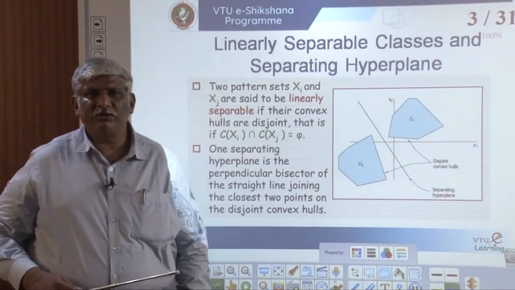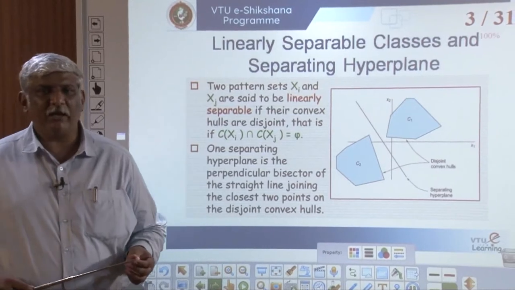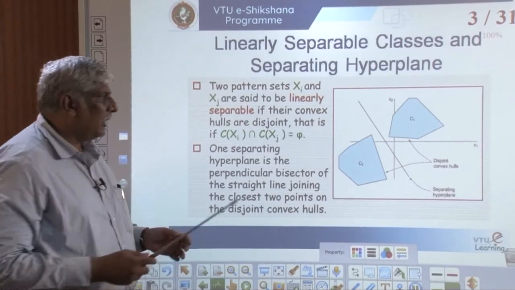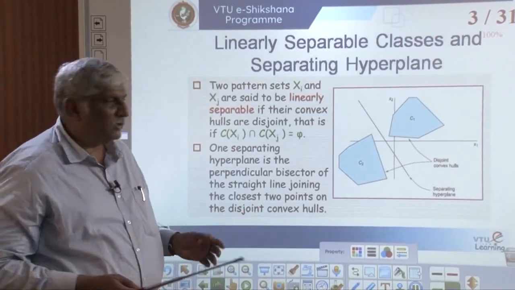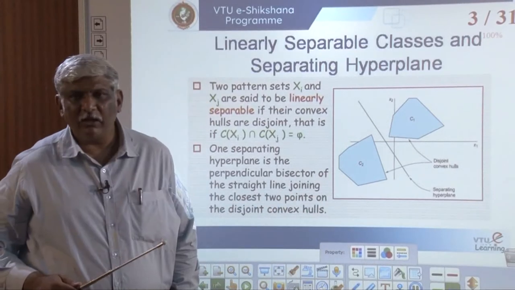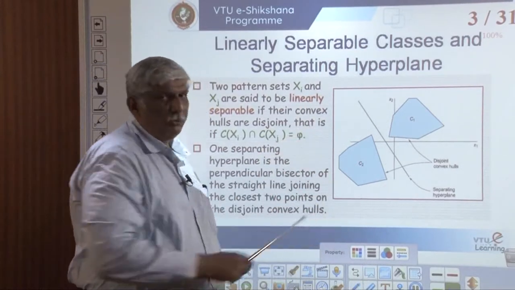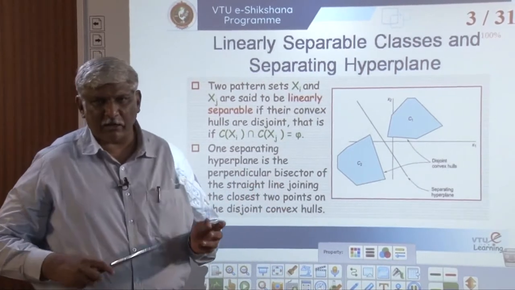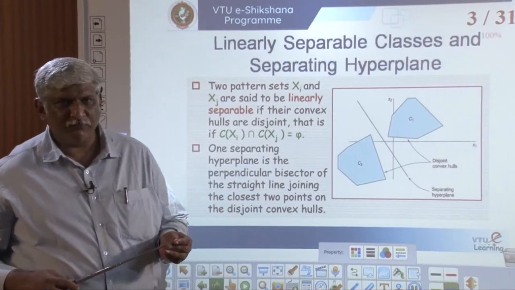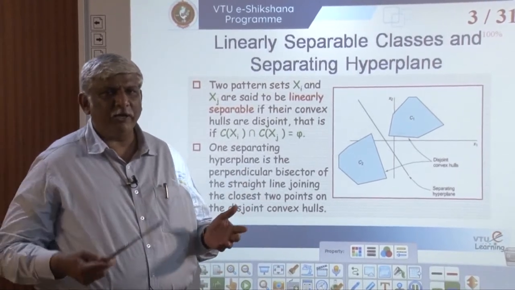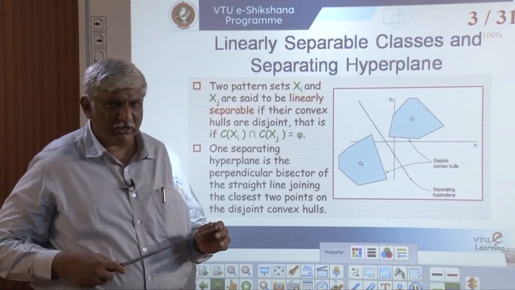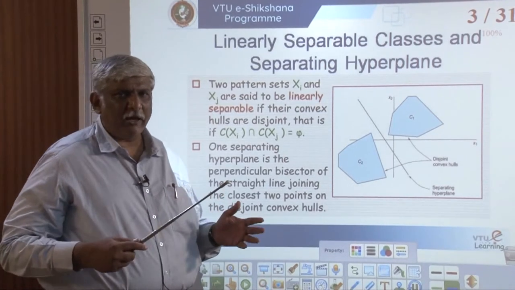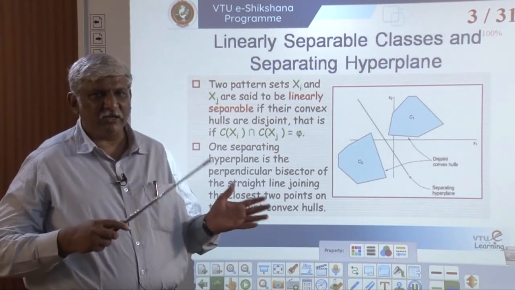The next thing we are going to see is linearly separable classes and the separating hyperplane. Normally, when we have two-dimensional data divided into two categories, say C1 and C2, we can simply insert a line in between which separates the two classes, category 1 and category 2. If the data is multidimensional, with more than two dimensions, a simple line cannot divide it. In that case we have a hyperplane which divides the set of data.